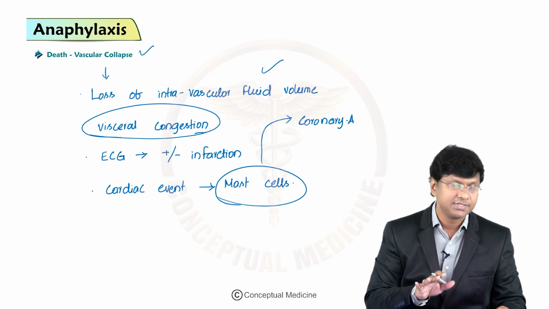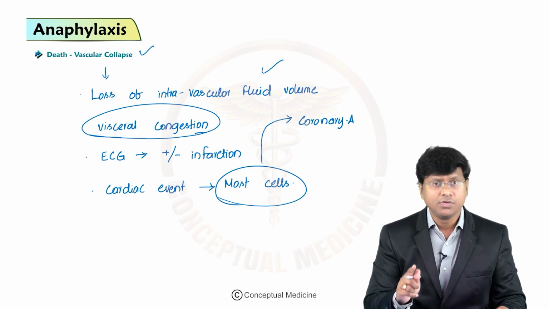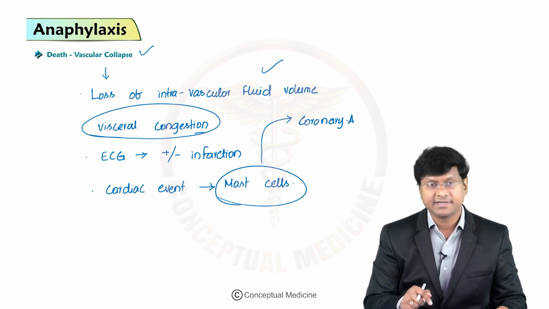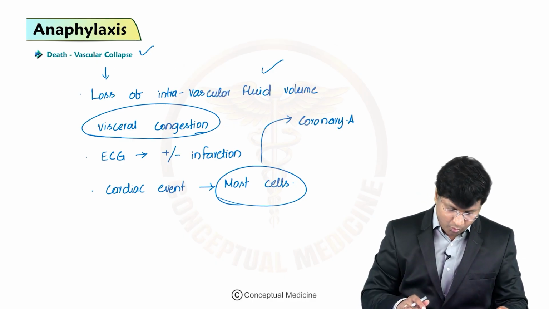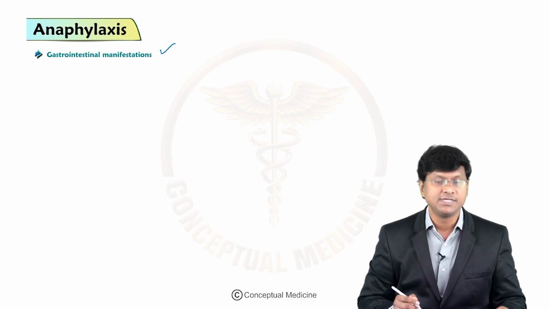So, this is about the reason for death, that is vascular collapse. One of the causes would be angioedema of your epiglottis or the larynx. The other reason for the death would be the vascular collapse. Now, what will be the gastrointestinal manifestations in these patients with anaphylaxis?